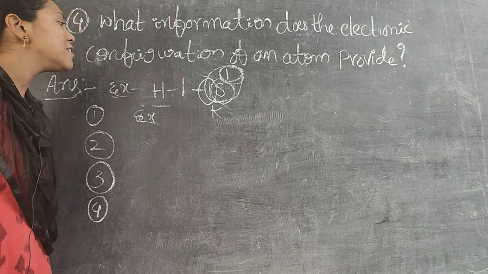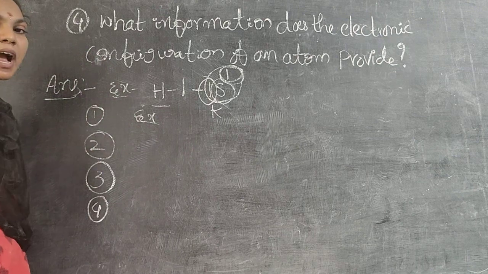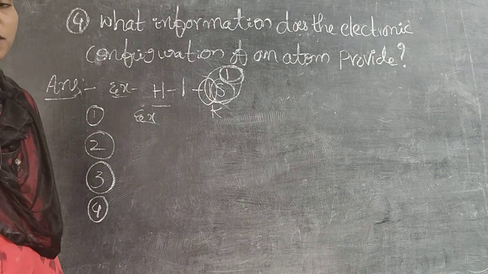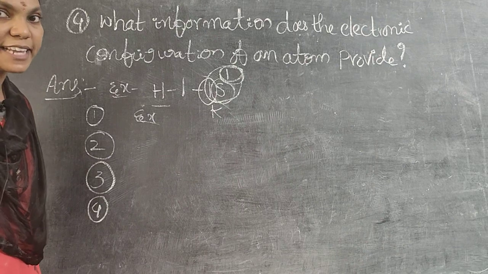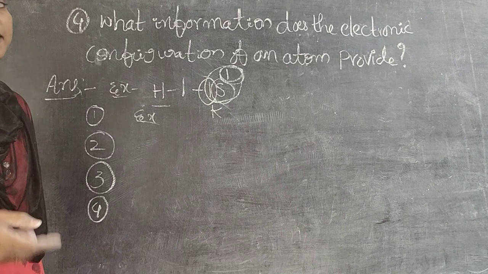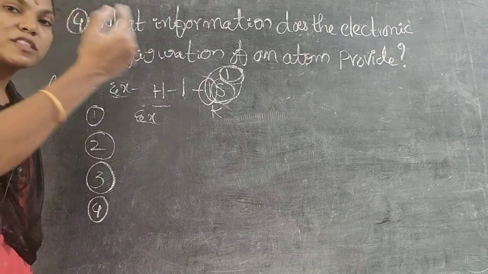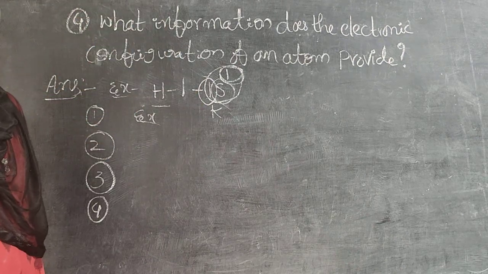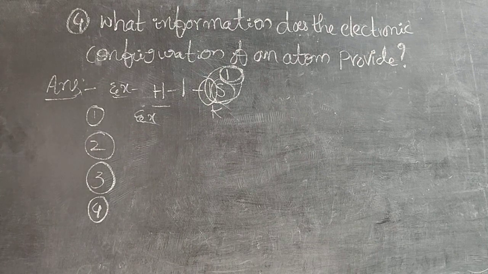The mass number of hydrogen is also 1, and 1 minus 1 is 0. There are no neutrons inside the nucleus. Only one proton is present inside the nucleus and one electron outside the nucleus in hydrogen. So this is the type of information we get by seeing the electronic configuration of an atom.